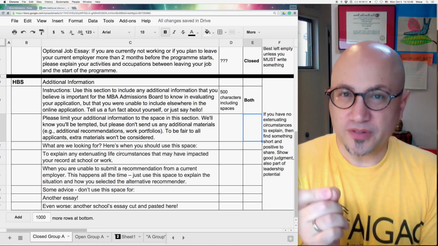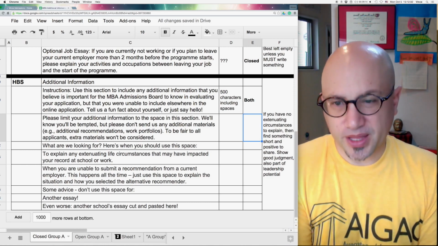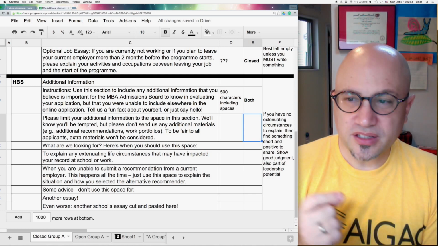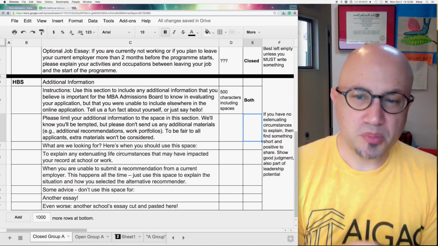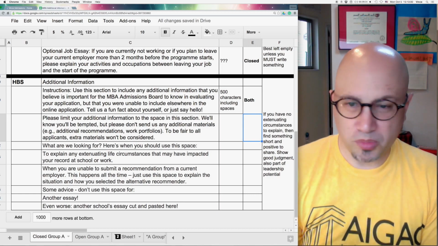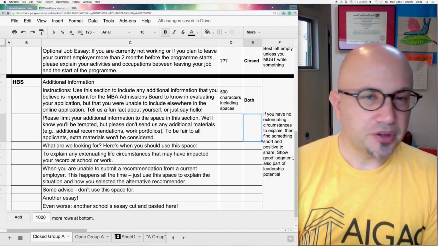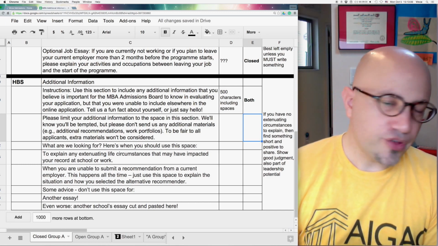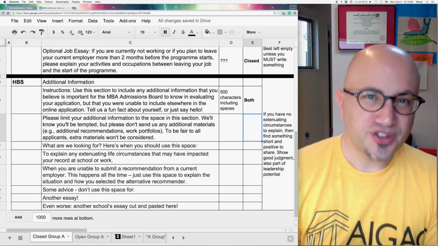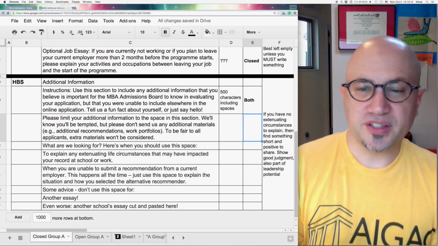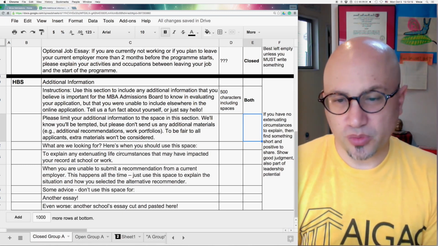It's extremely short. And then in the application, they explain, please limit your additional information to the space in this section. We know you'll be tempted, but please don't send us any additional materials, another recommendation, a work portfolio. Extra materials, they say, will not be considered. And then they go further, and that's why I love Harvard. They try to be as transparent as possible. They say, what are we looking for? So they say basically, here's when you should use it, and here's when you shouldn't use it.